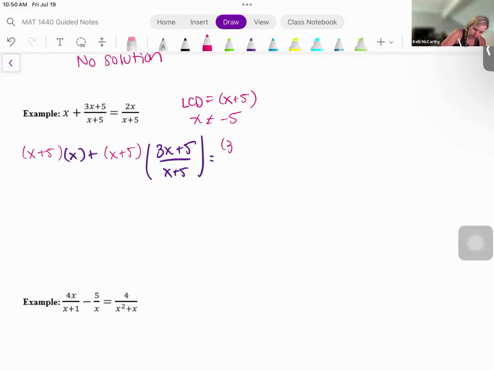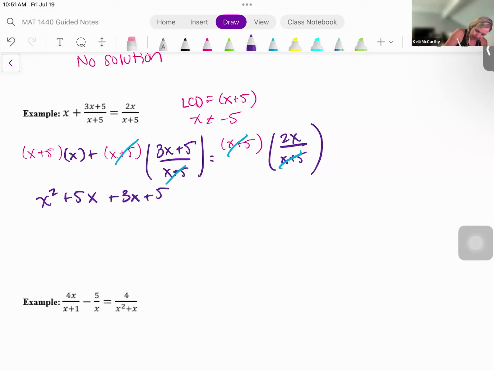equals (x plus 5) times 2x over (x plus 5). And we simplify. Then in our next line, we're going to simplify the equation. We've got x squared plus 5x plus 3x plus 5 equals 2x.